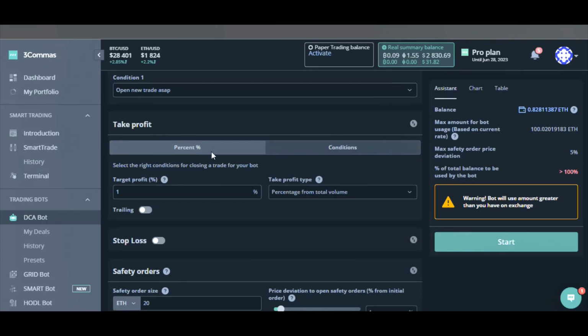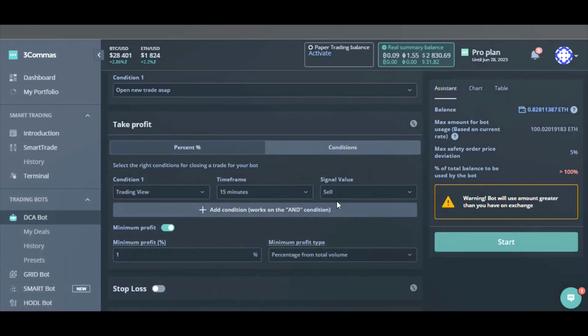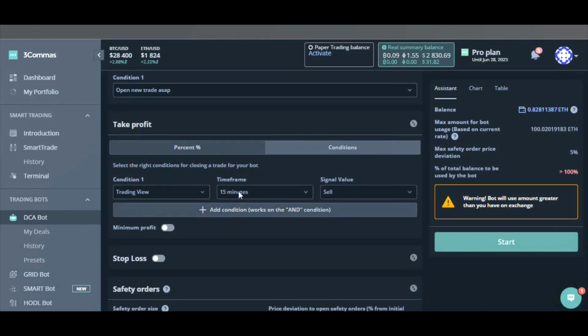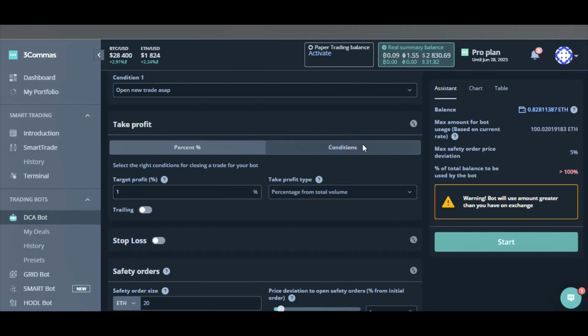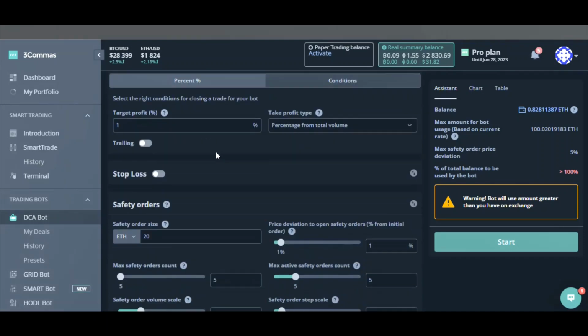So I just keep percentage. I'm not putting anything here like condition. You can choose one of these, right? So I prefer percentage, right?